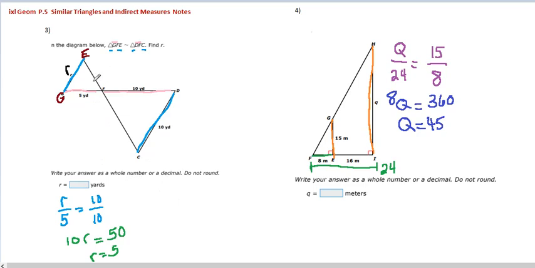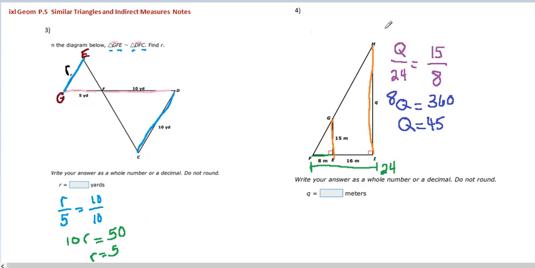I set this one up. I said, on the small triangle, I set up this leg, this blue leg to this pink leg is R to 5. So then I have to do the same thing here, blue to pink. And as long as you're doing the same thing with both ratios, you'll get the right answer.